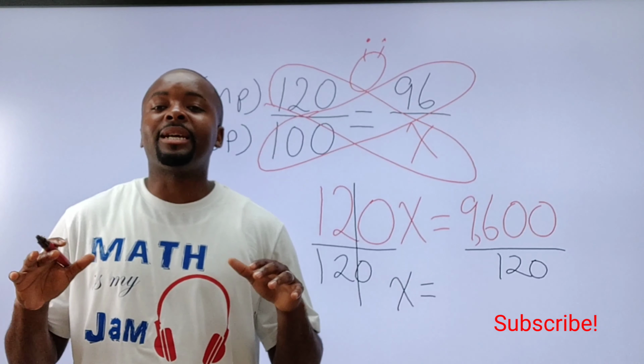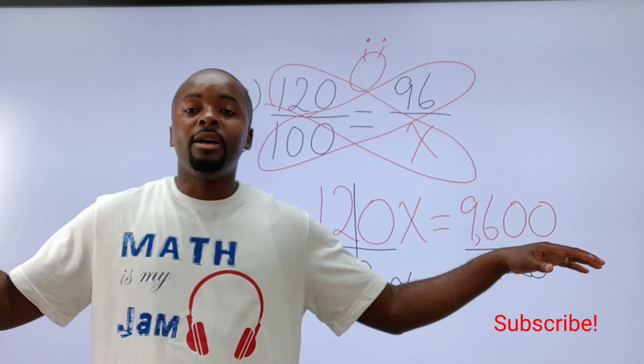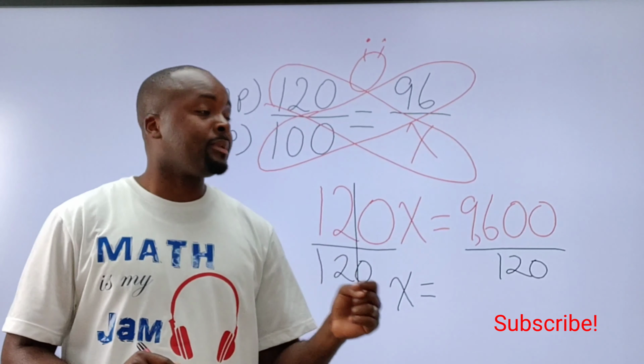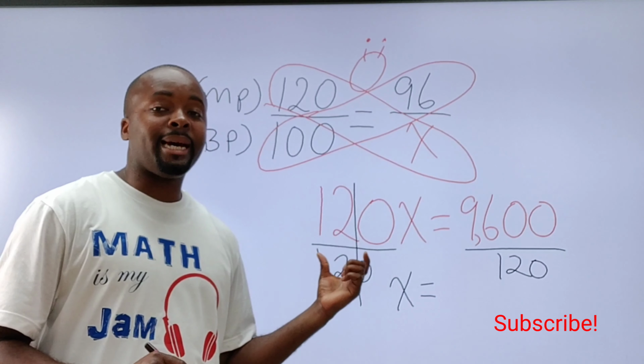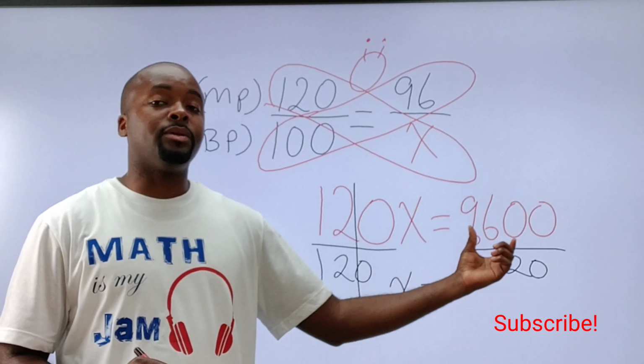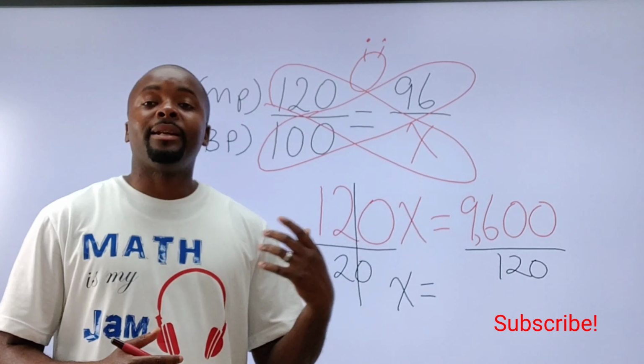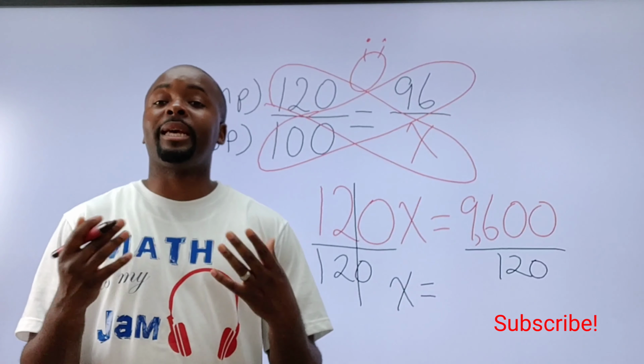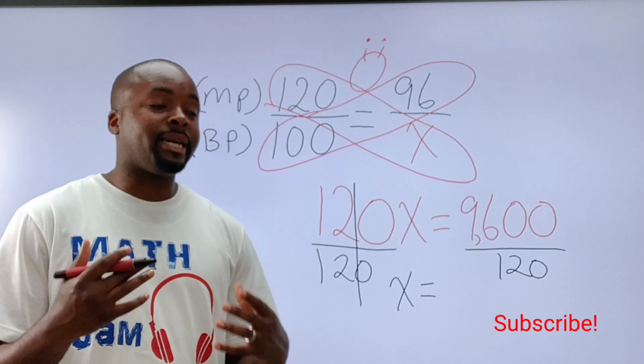And of course, we think of an equation just like a seesaw. And so right now, our seesaw is unbalanced unless whatever we did to this side of the equation, we also do to the opposite side. 9,600 divided by 120 equals 80. And so x equals 80.